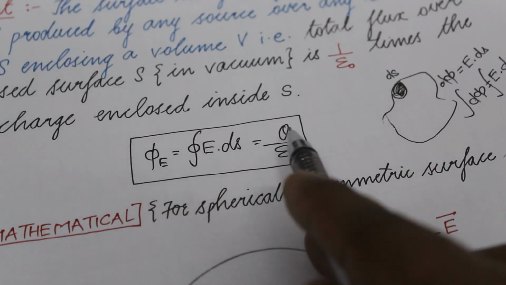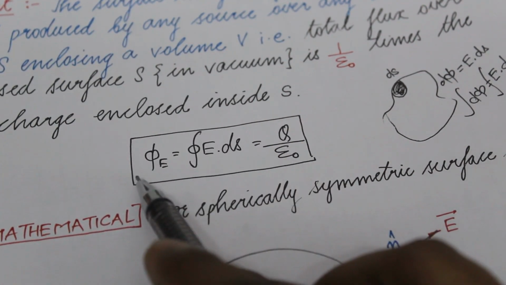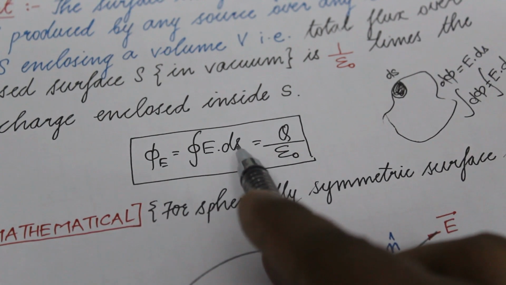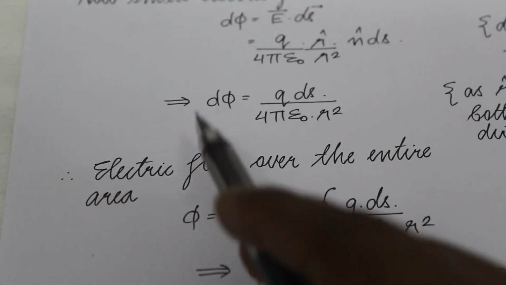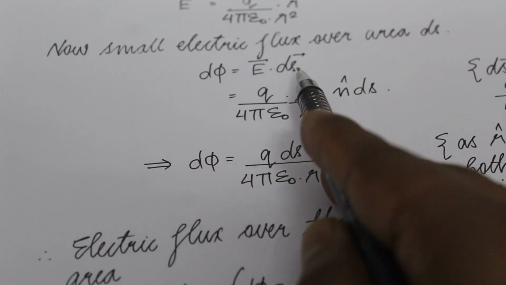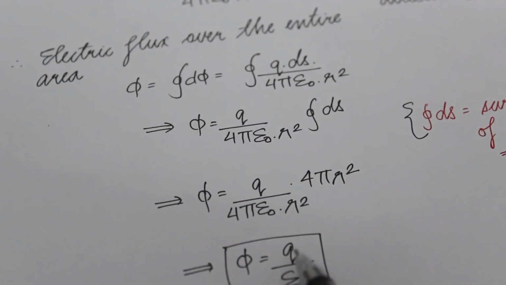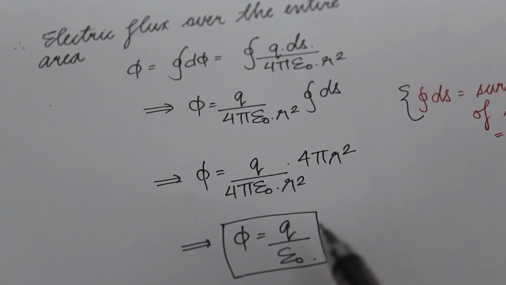Phi is equal to q upon epsilon naught, and it is also equal to the closed integral of E dot ds. E dot ds means E dot A, which we have already discussed. So phi is equal to E dot ds, which is further equal to q upon epsilon naught. This is the proof of Gauss theorem.